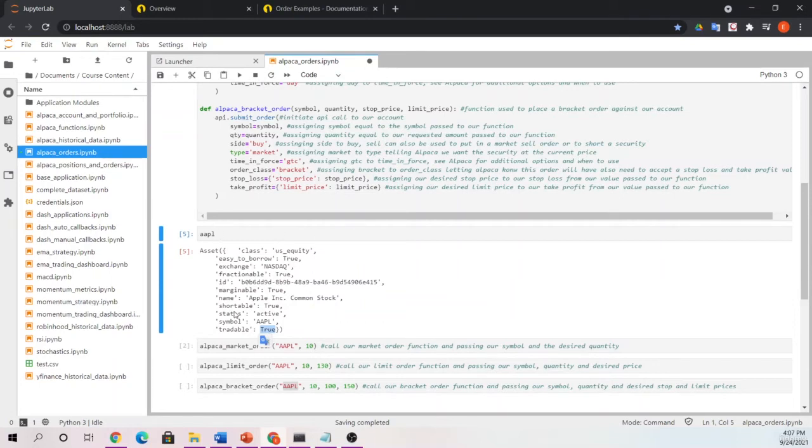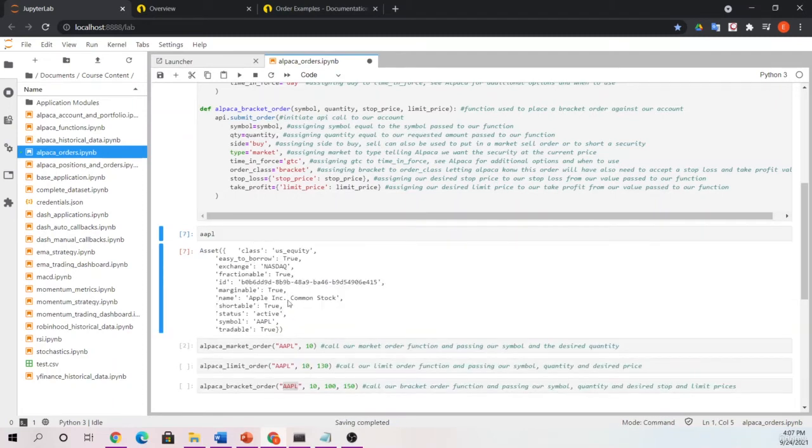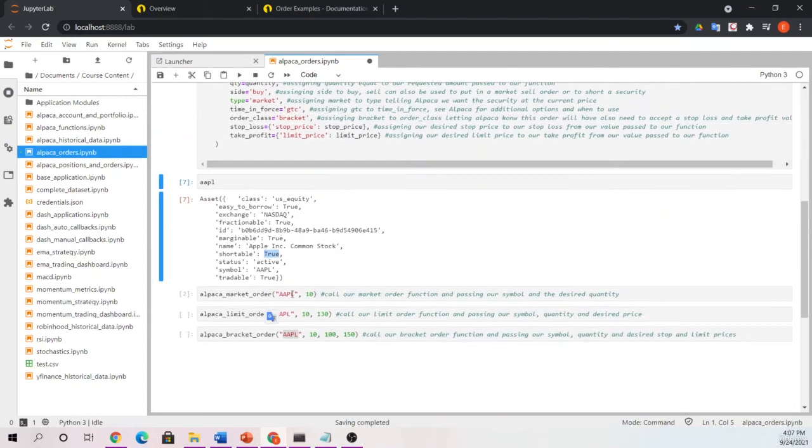And if you want to only get a certain value back, if I go to AAPL, now that this is all assigned to that, and I want to get just the shortable value, just like we did before, rerun this, it's going to only return what was under that shortable section.